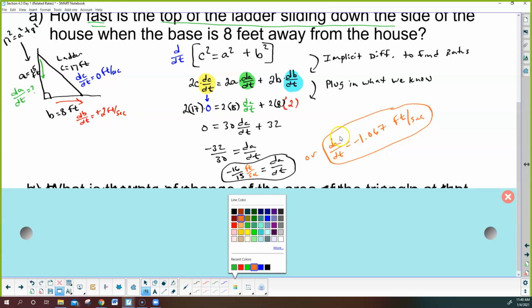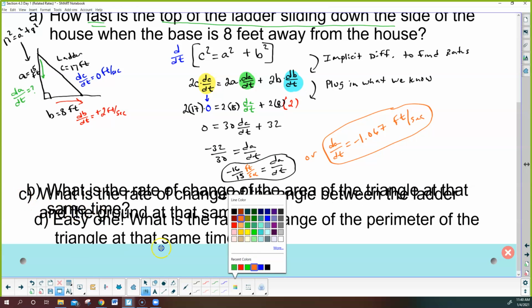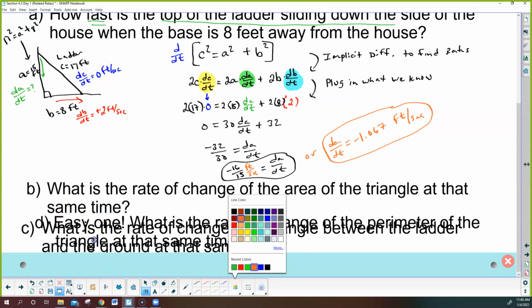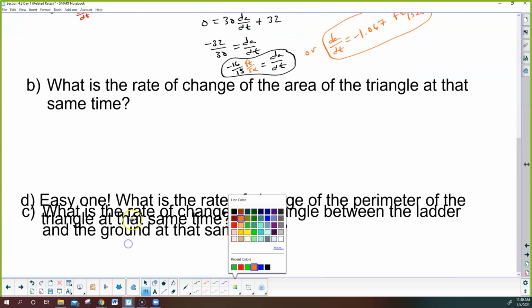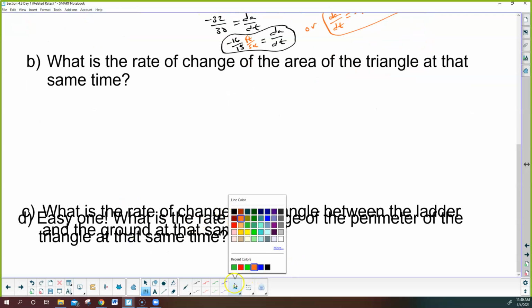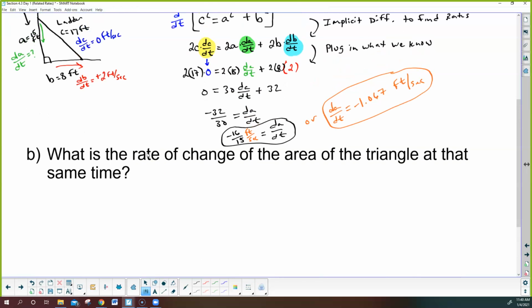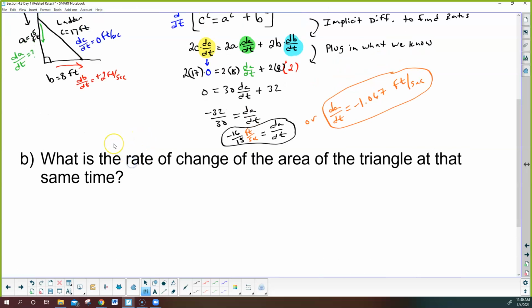Now I will say that now that we found this rate, we can use this answer. We know dA/dt, so we can use it to help us answer anything else in this problem. And let's find option B here. I'm just going to keep sliding these down. Okay. So we're going to use the same idea, the same concept that we have here. Now, what is the rate of change of the area of the triangle at the same time?